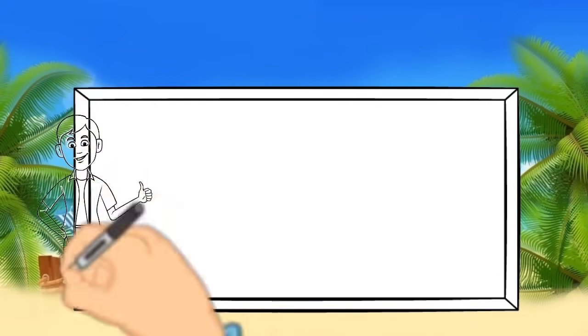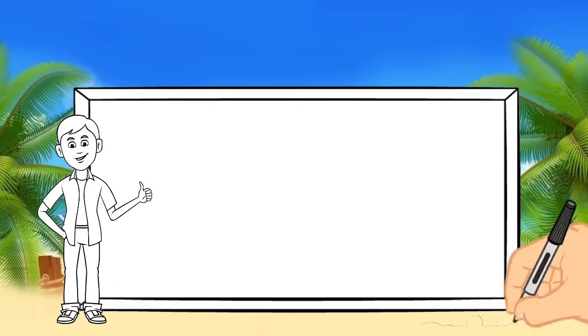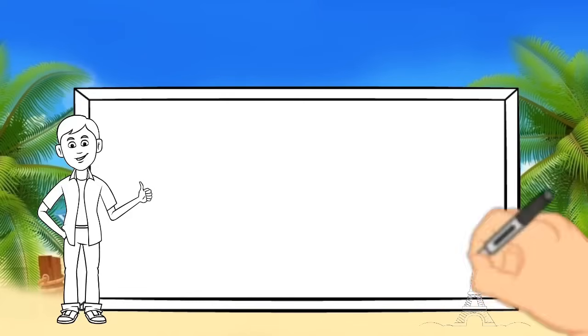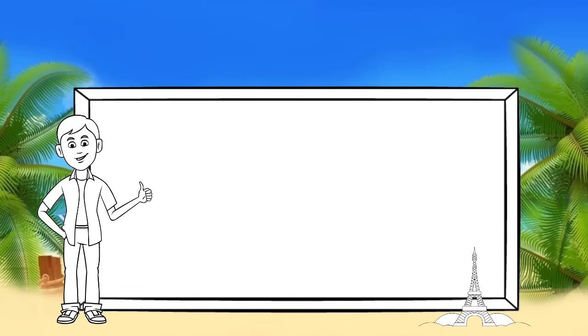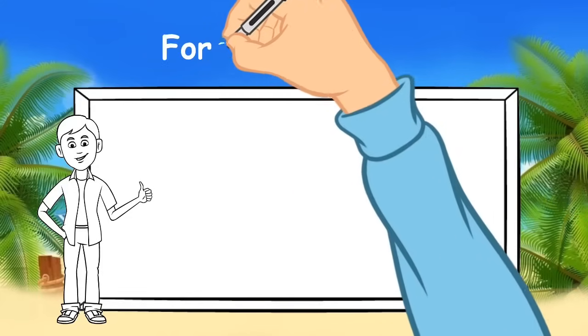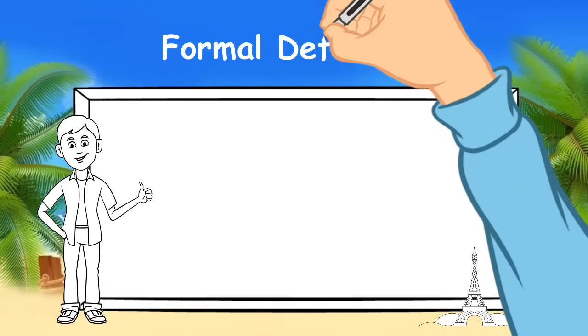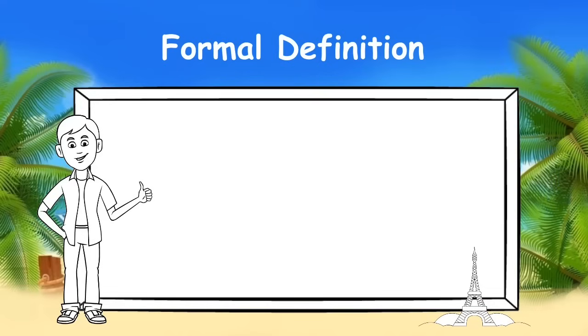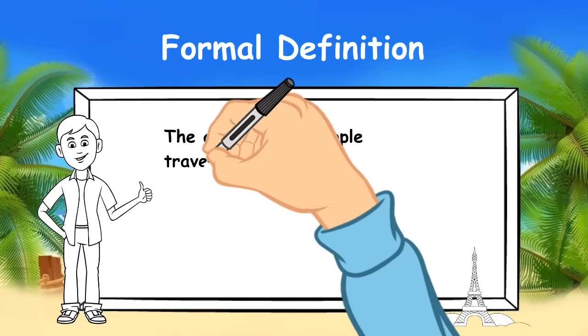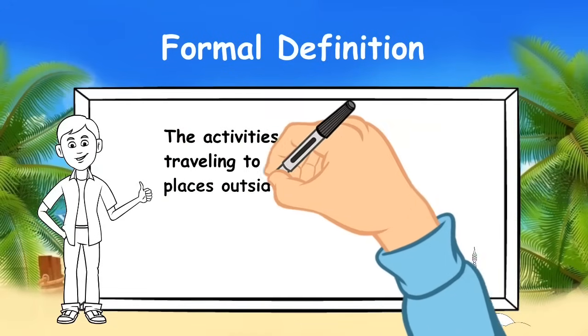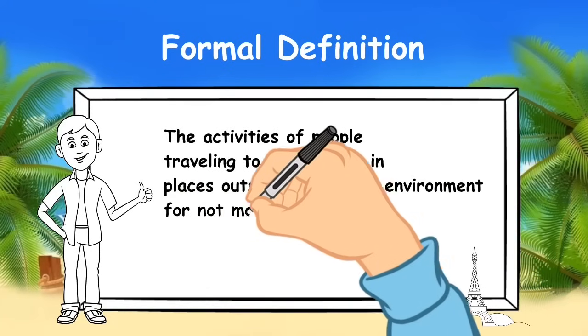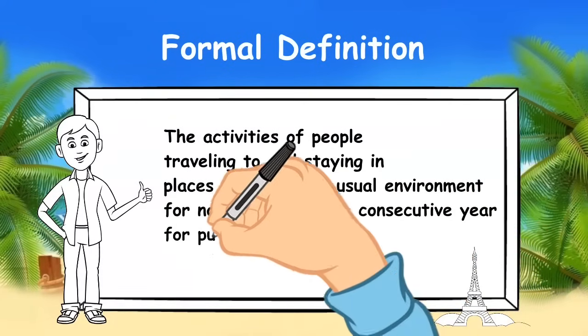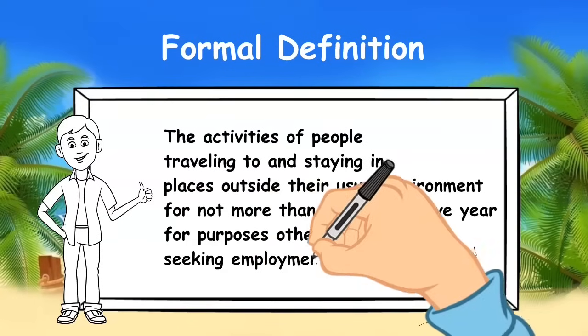Travel, of which tourism may be considered a subcategory, includes all movement of people between geographical locations for any duration, distance or purpose. So to recap, a simple way to define tourism is to describe it as what people do when they visit a place outside their usual environment. A more formal definition of tourism is the activities of people traveling to and staying in places outside their usual environment for not more than 1 consecutive year for purposes other than seeking employment.